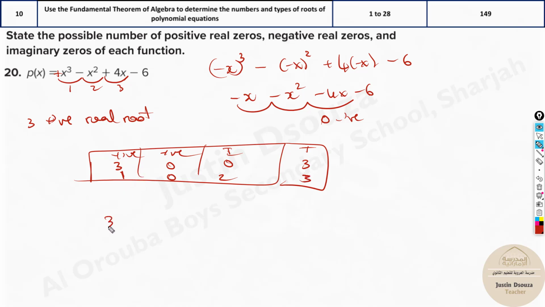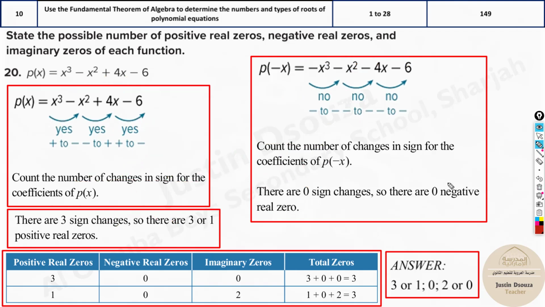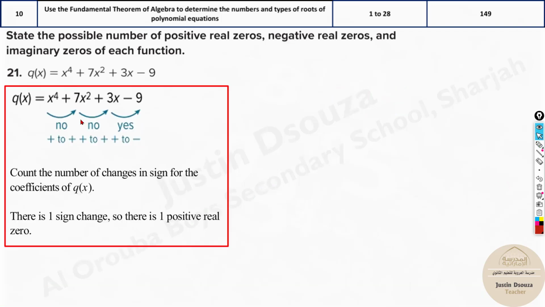So the positive real zeros can be 3 or 1, negative is only 0, and imaginary is 2 or 0. So that is the final answer. Generally, over here, the answers will be written as the bigger number first, and then the smaller number. So similarly, now we've got power 4, but it's just the same thing, guys.